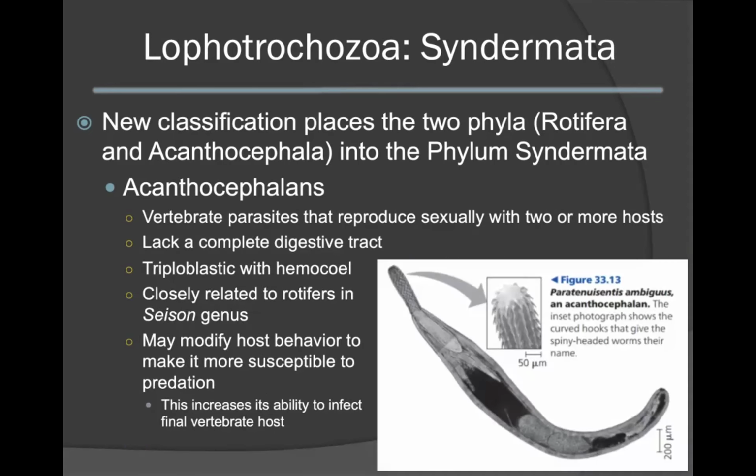The acanthocephalans are considered vertebrate parasites. Many of them lack a complete digestive tract and can reproduce sexually with two or more hosts. During their cycle, when they infect a host organism, they typically change its behavior to make it more susceptible to predation, thus increasing its likelihood of locating a secondary host. These organisms are considered to be triploblastic with a hemocoel. They're also considered to be closely related to rotifers, specifically in the Seison genus.